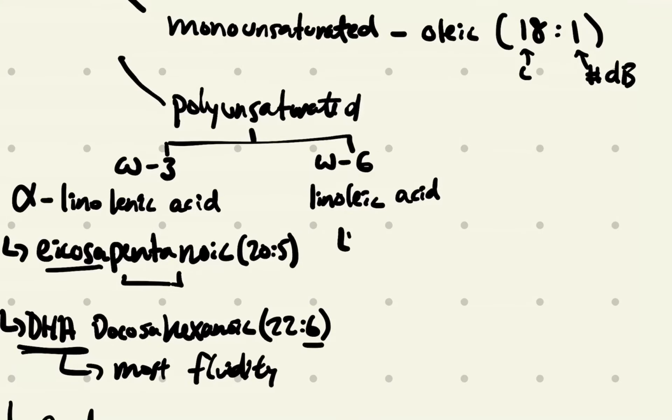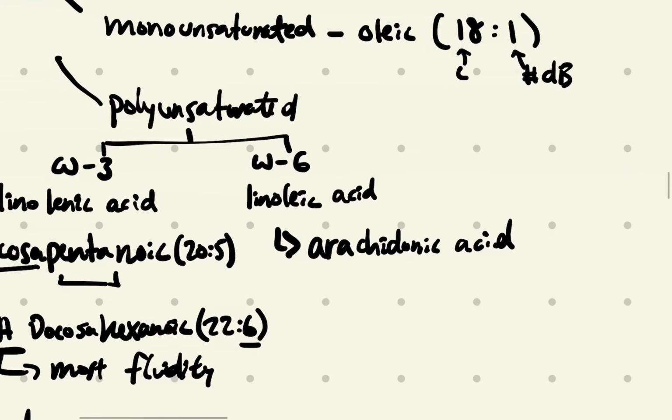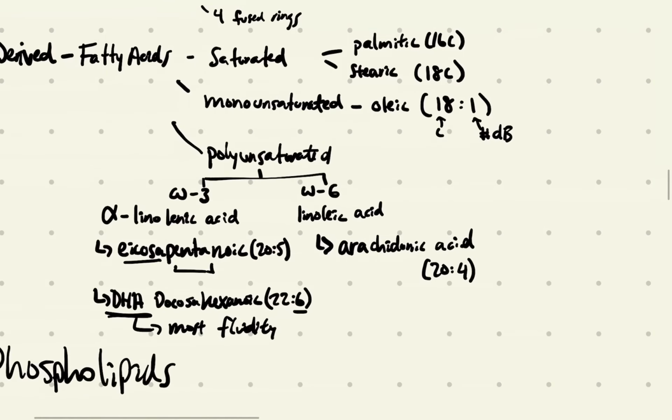Now, moving to your linoleic acid, which is your omega-6, you're going to have one derivative that you really have to know. It's going to be called your arachidonic acid, okay? And essentially, the omega-3 and omega-6 differ in where the double bond is. But this is going to have 20 carbons and 4 double bonds.